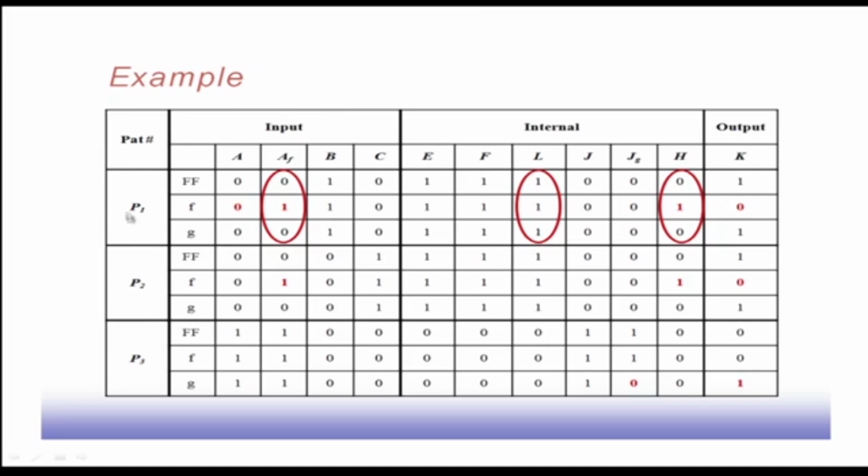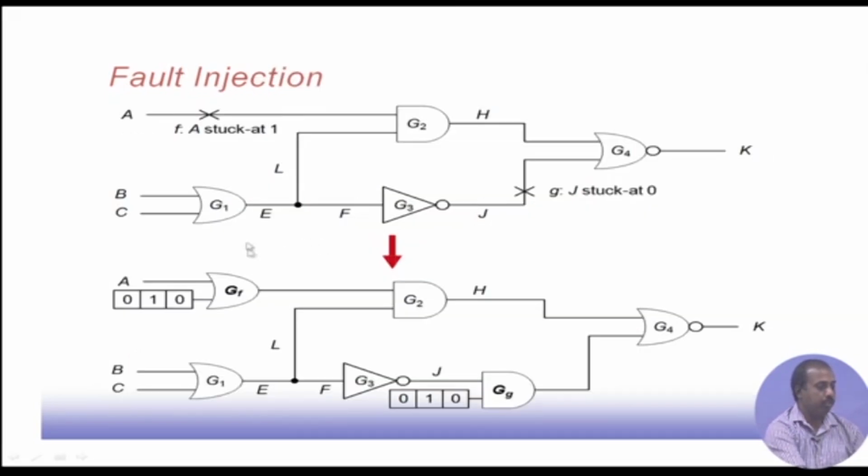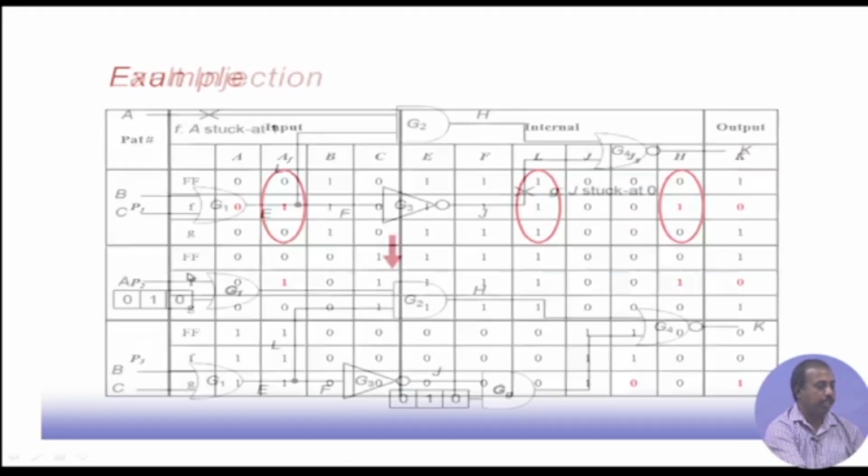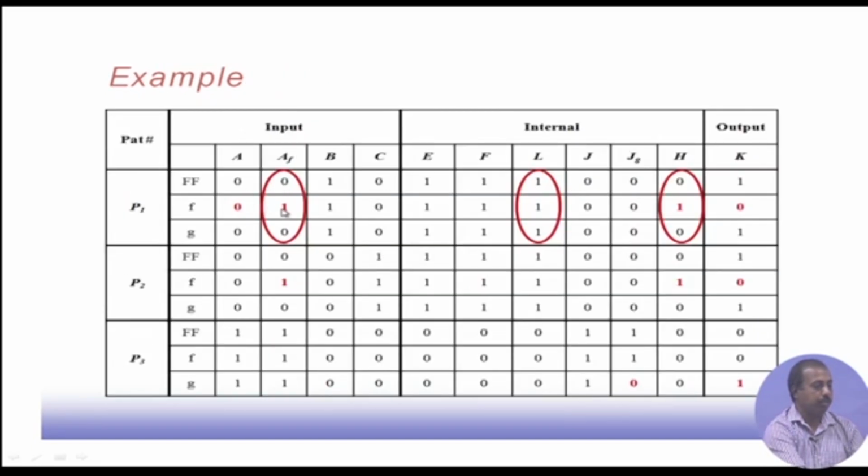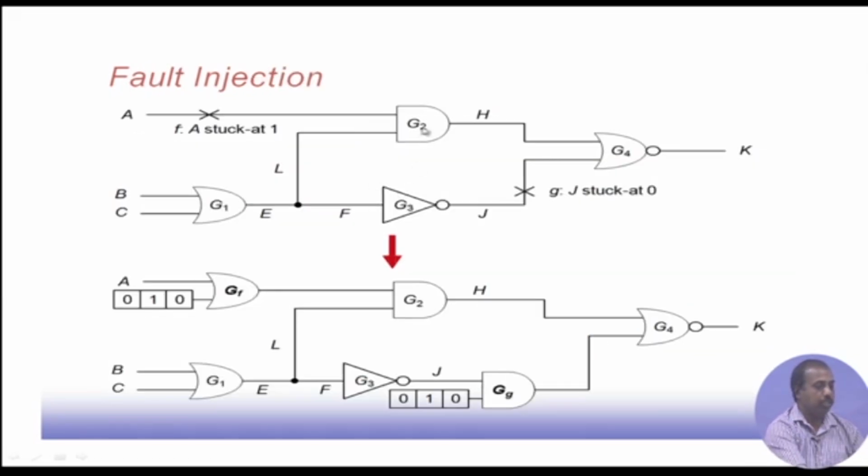So, this is the situation. Suppose I have this pattern P1. Pattern P1 under fault free condition: A is 0, B is 1 and C is 0. That is the fault free condition. Now, when we simulate under the faulty condition, under the occurrence of fault F, A will become equal to 1, and this will become equal to 0. Now, when you are computing, say E, say this value, say H.